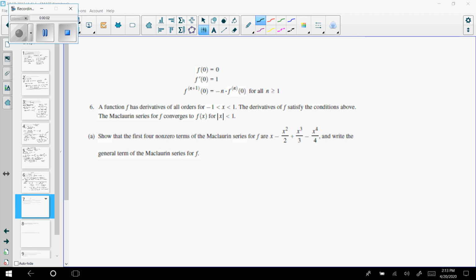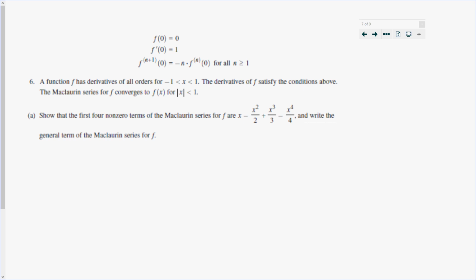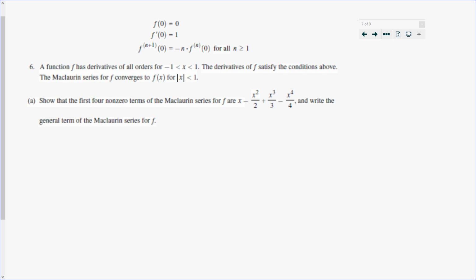Well, question number 6 from the 2017 AP exam. So let's go ahead and take a look. This is the series question from 2017. This was kind of a fun one to do. Now notice they're giving us some values. They're giving us f of 0, the first derivative at 0 is 1, and then they're telling us that the nth plus 1 term is given by here.